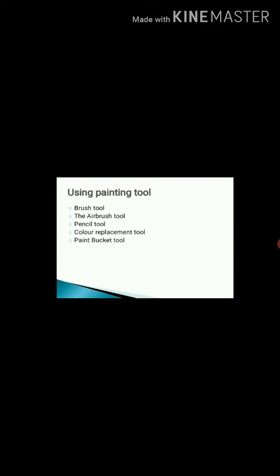Next is the paint bucket tool. The paint bucket tool is just like a bucket, like filling the bucket and spraying over the image, then the image will be colored by that color. So see, the paint bucket tool fills an area of an image based on color similarity. Click anywhere in the image and the paint bucket will fill an area around the pixels you clicked.